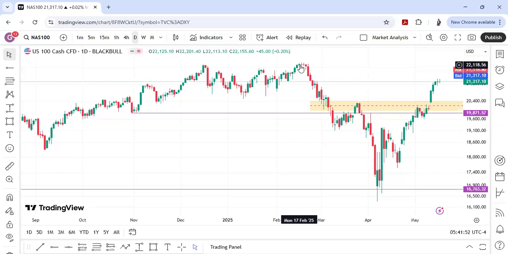So these are the things I'm looking at. Please be mindful of these levels I have given you. Once it opens and starts to decline, we know where it's going. But if it starts to rally, you also know where it's going. So that's it for the indices.